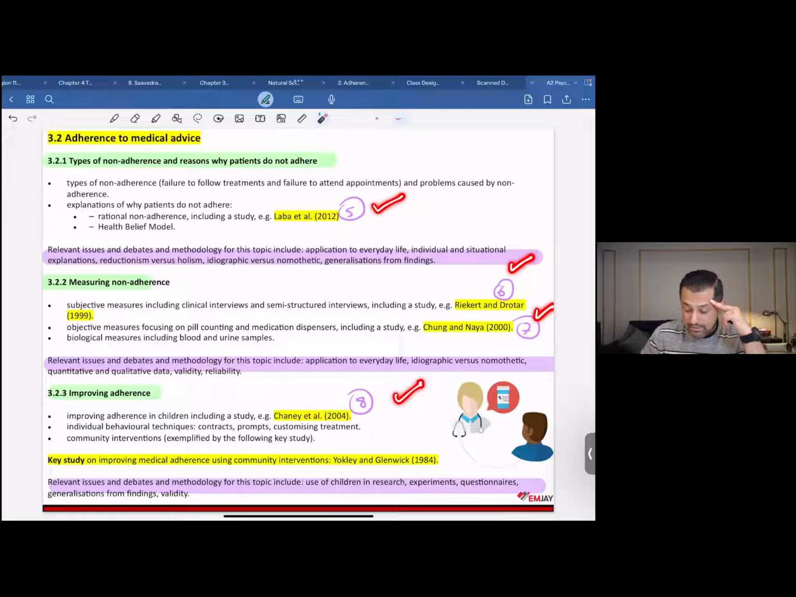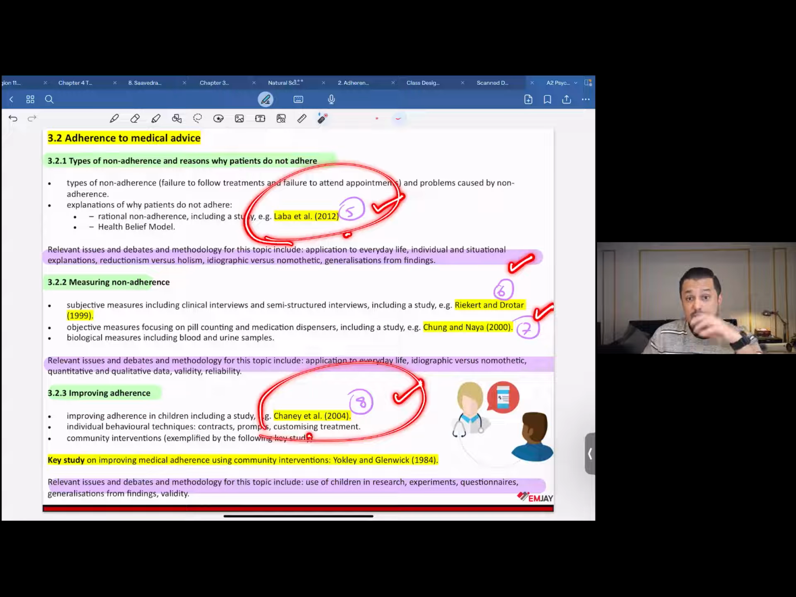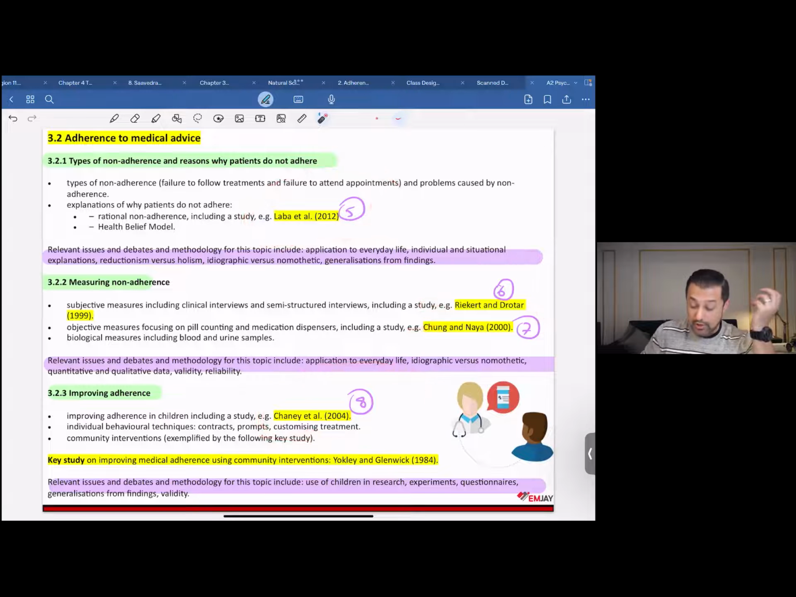Now, about these four different example studies that I've marked over here, this one by Laba et al. and this one, the 8th number, Cheney et al. These are recent additions. These were not a part of the syllabus prior to 2024. However, Reichert and Tote and Chung and Naya, yes, they were part of the syllabus.